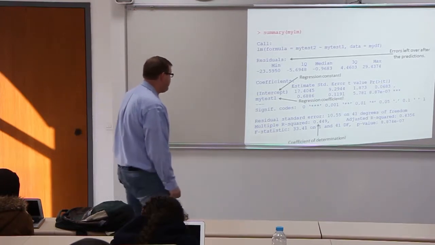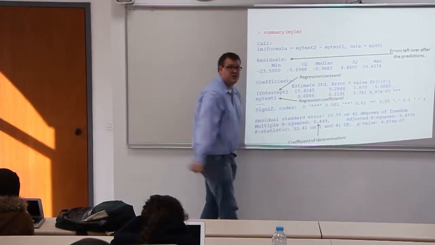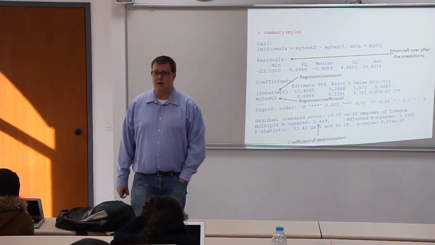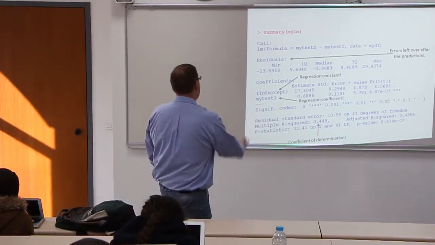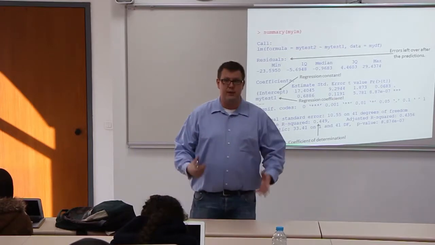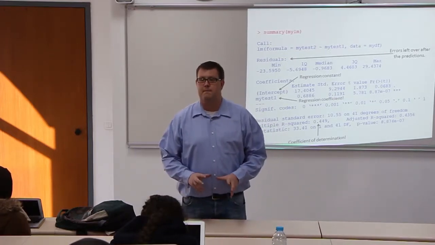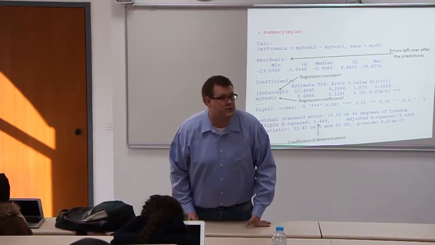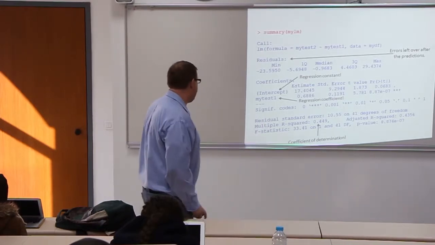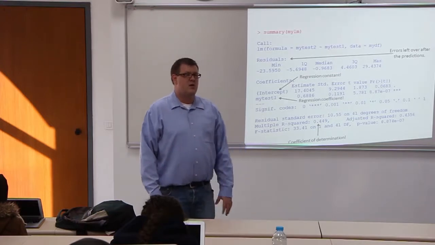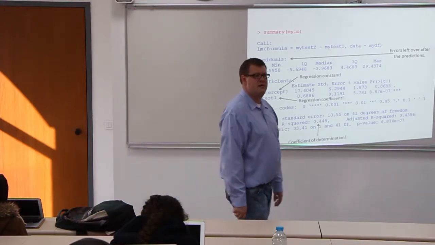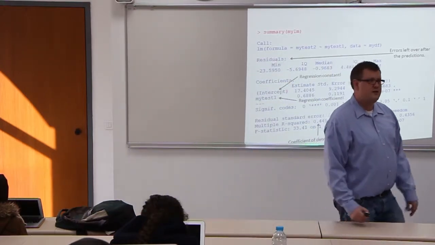We also have some other things down here. This multiple r squared, that's the coefficient of determination. That is how much variance in our test 2 scores is explained by the linear relationship between our test 1 scores. And we also have this other thing, adjusted r squared. What is adjusted r squared? We haven't talked about this.